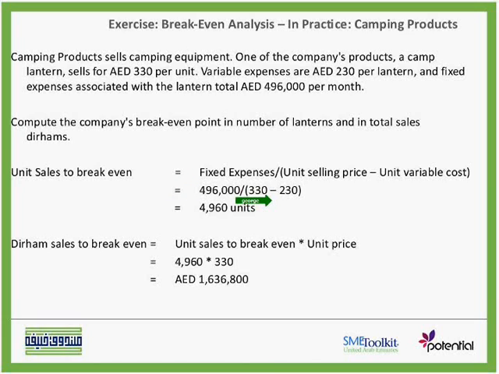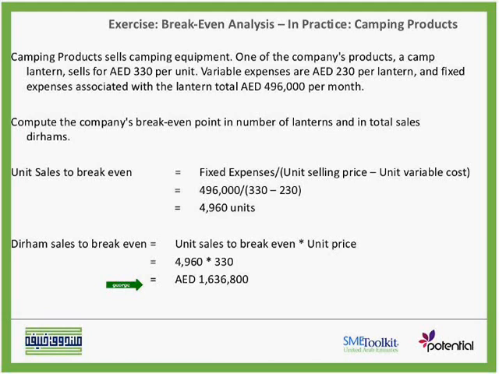As for the dirham sales, the unit sales to break even, 4,960 units, multiplied by the unit price, which is 330 per unit, gives 1,636,800 dirhams in terms of sales in order to break even. They need to generate that amount of sales before starting to break even.